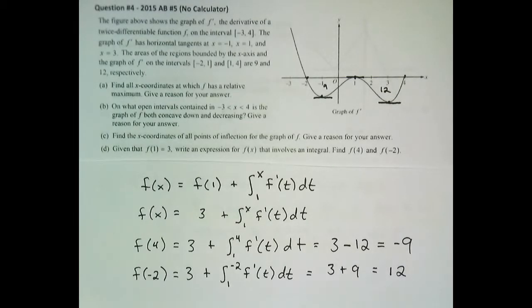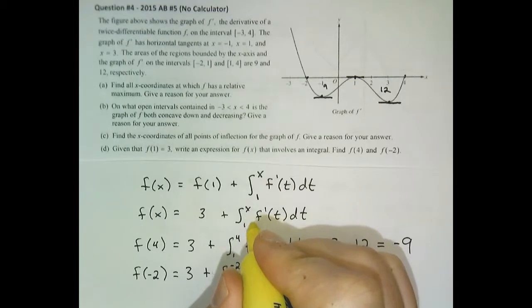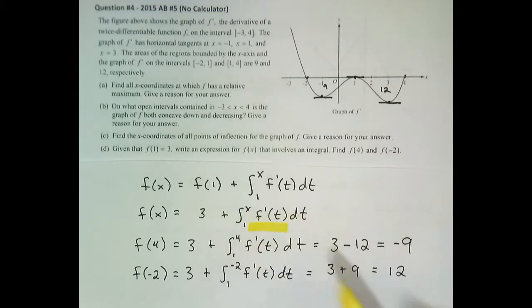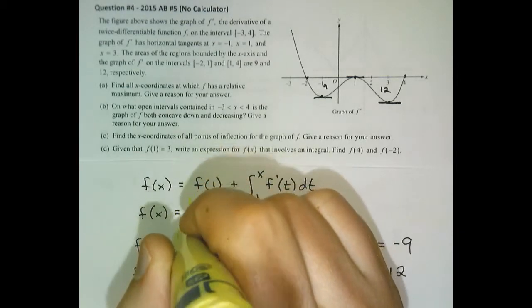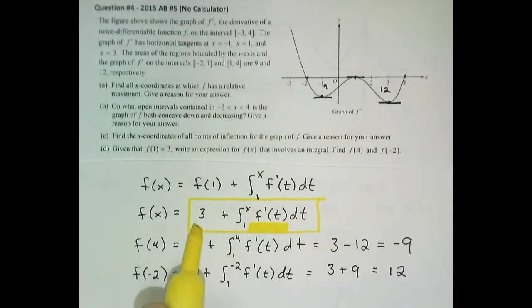This is worth 3 points. 1 point for the integrand. So if you knew that you were supposed to integrate f prime, then that gets you 1 point. 1 point for an expression of f of x. So if you did the full initial plus accumulation, that gets you 1 point. And then 1 point if you found the values of f of 4 and f of -2.